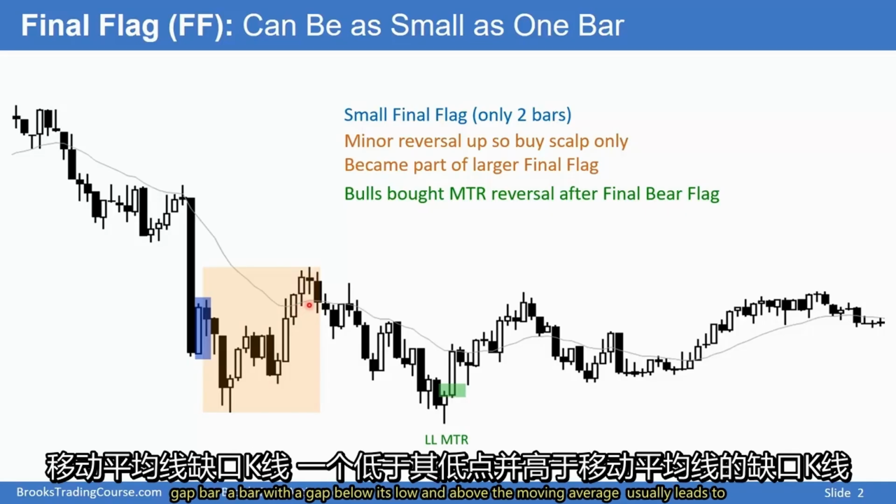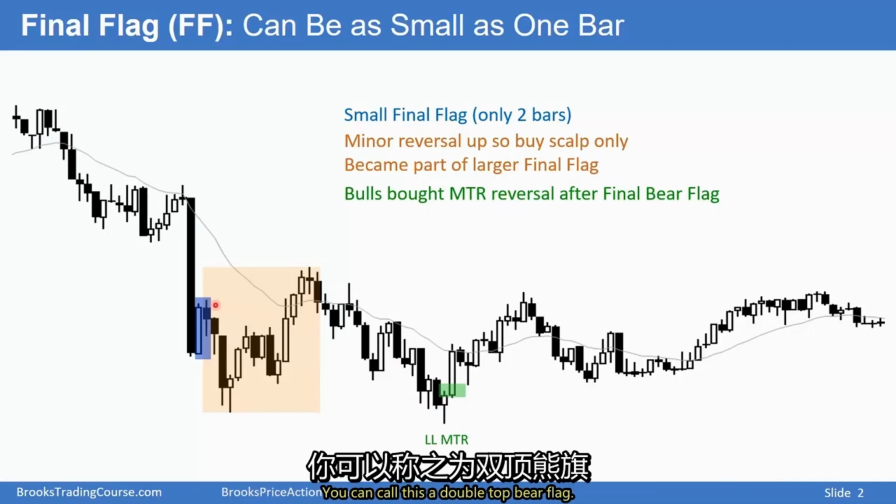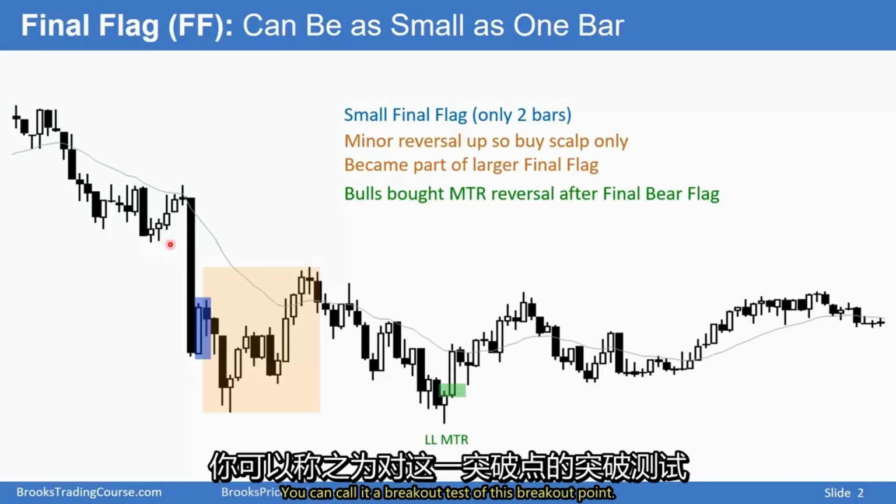A moving average gap bar, a bar with a gap below its low and above the moving average, usually leads to the final leg of the bear trend before a major trend reversal. You can call this a double top bear flag. You can call it a breakout test of this breakout point.